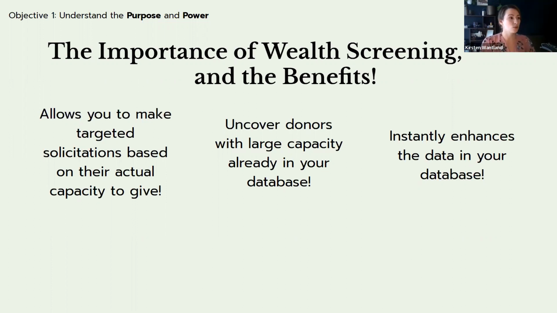And then the other one too is uncovering donors in your database with a large capacity. So this could be people that have a volunteer relationship with your organization, and DonorSearch is saying, hey, they have capacity to give, let's start soliciting them. And then it can be other people who you already know are high capacity donors, but it's just giving you more insight into maybe the other causes that they support, and kind of helps back that ask, right?